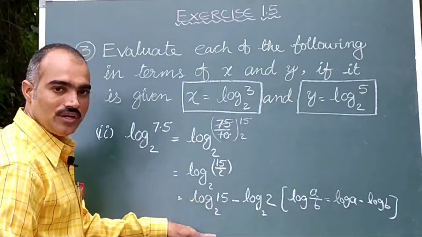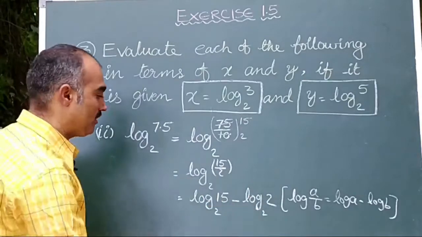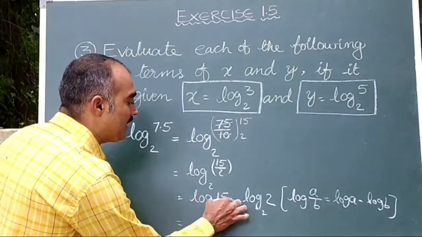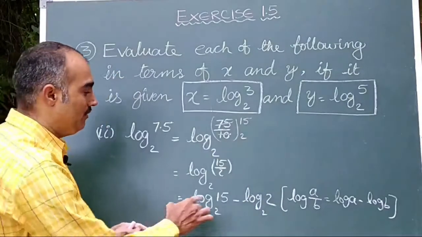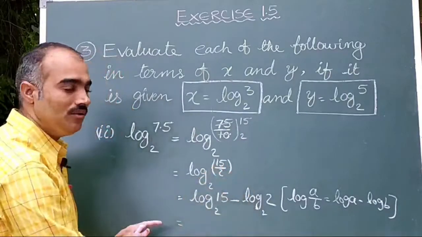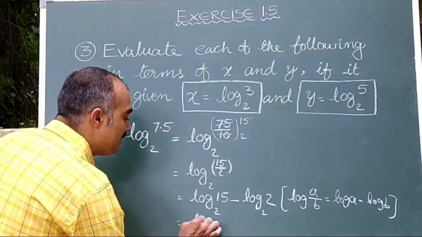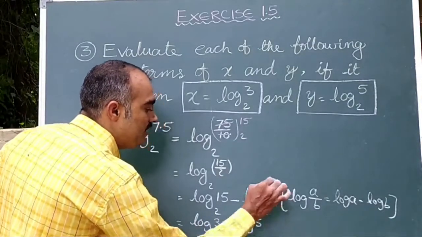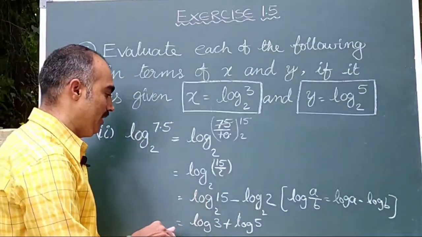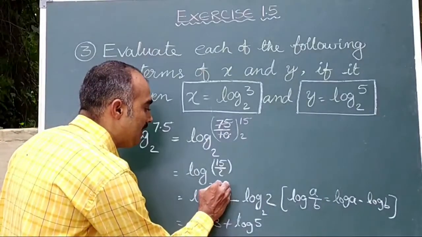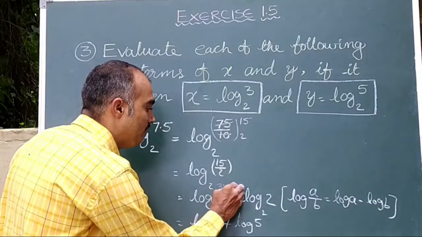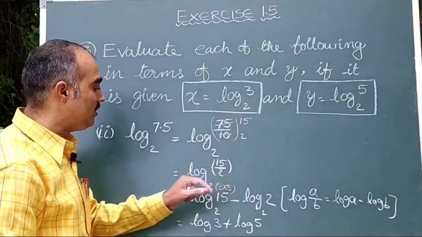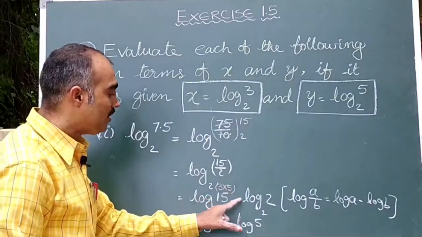Of course, we can do it here also, but here I am saying it orally. So, 15 can be written as 3 into 5. That can be split as log 3 plus log 5 with the formula log of a into b. See here, I am showing 15 can be written as 3 into 5, so log of 3 into 5 can be written as log 3 plus log 5.